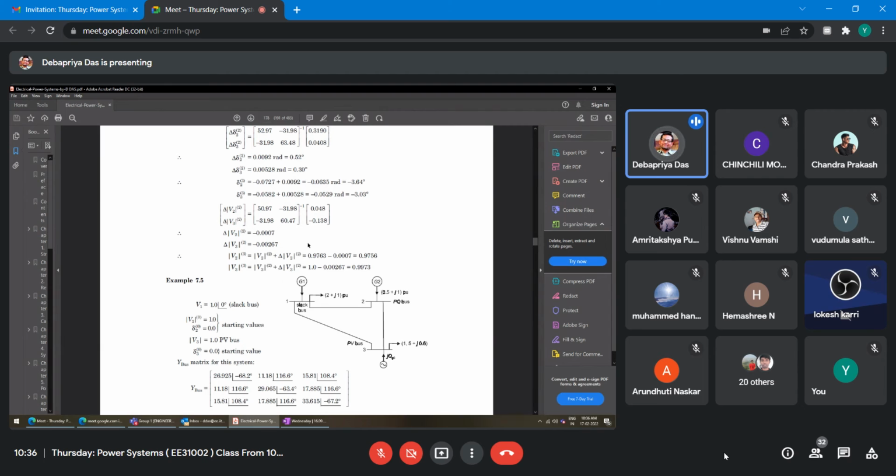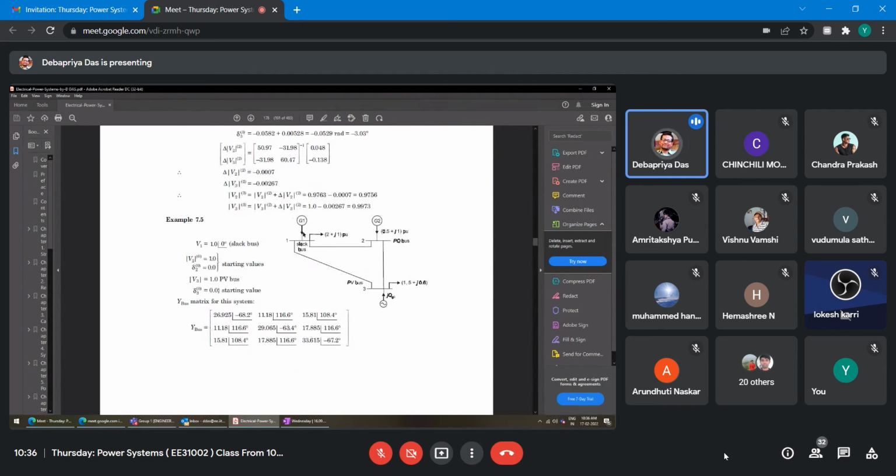This is when all buses are PQ buses, right? And the next one is when one bus is a PV bus. Bus one is a slack bus. Look, at the slack bus some load is given as 2 plus j1, right? And this is a dummy parameter, only after load flow studies this may be used. This is a dummy parameter, right?